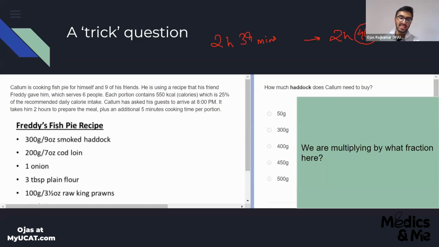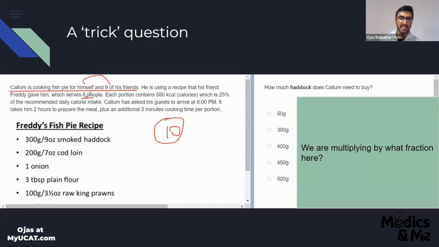Right, so we have people saying slightly different numbers for this. What you have to keep in mind for this question, and this is a common trick I've seen on quite a few UCAT questions: Callum is cooking fish pie for himself and 9 of his friends. So how many people are eating fish pie? 10 people, not 9, but 10 people, because Callum has to eat too. So himself and 9, that's 10 people.